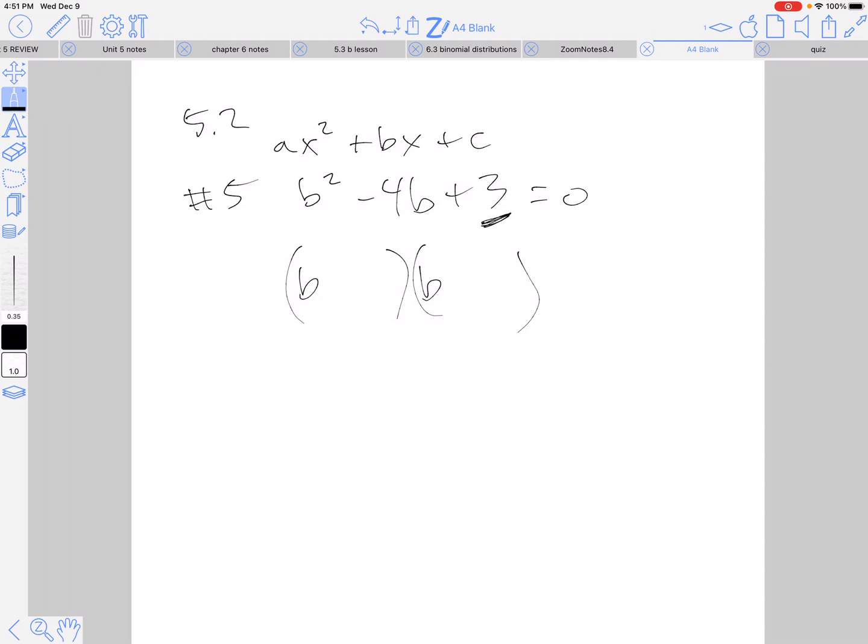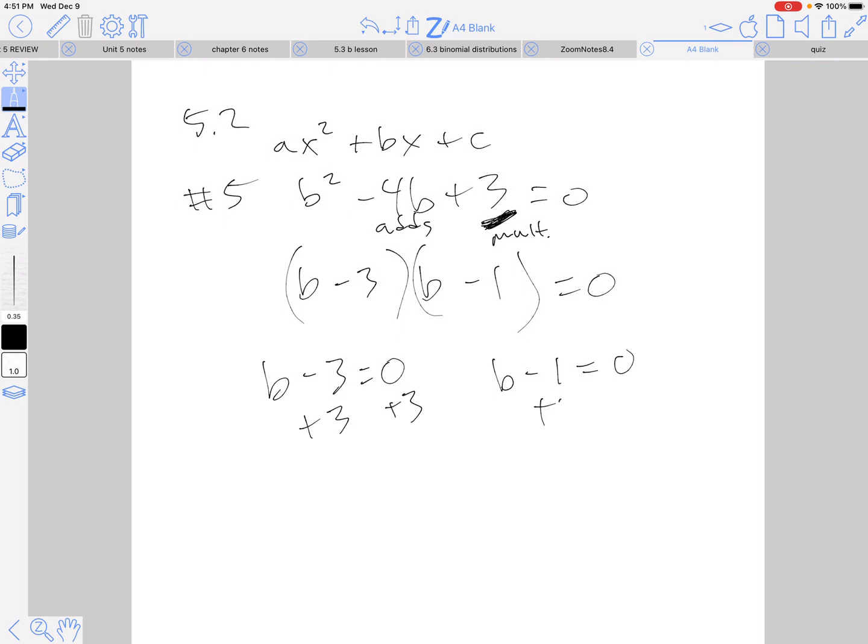And then we've got to think what multiplies to create 3 but adds to create negative 4. And so that's negative 3 times negative 1. And then we'll just use the zero product property and solve. All right, so our answer will be b equals 3 and b equals 1.